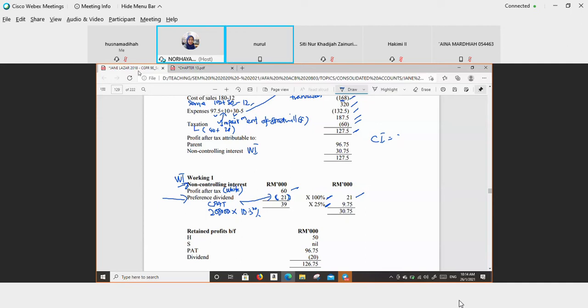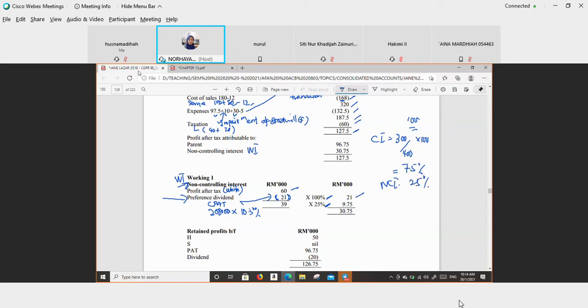300,000 out of 400,000, right? Correct? Okay, this is all in thousand. So this is what percentage? 75%, right? So the non-controlling interest is 25%.